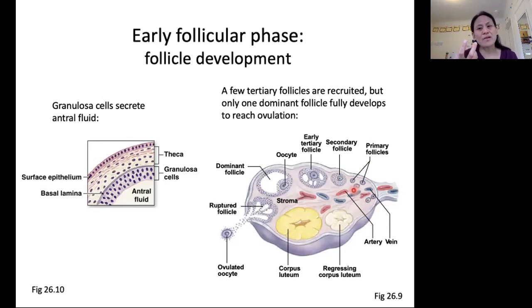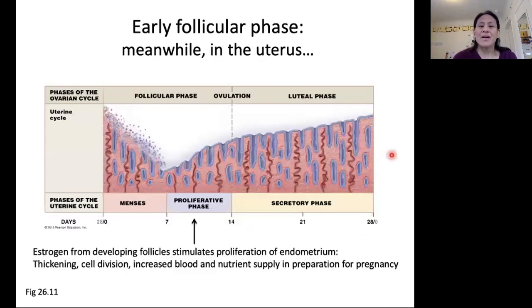Eventually, one of those follicles is going to end up outpacing the other follicles, because whichever one gets a head start is going to end up secreting more estrogen and developing even more and secreting even more estrogen and so on. Okay. So one of them is going to outpace the others and become the dominant follicle here. The others are going to undergo a hormonally regulated cell death. All right, so that is what happens in the ovaries.